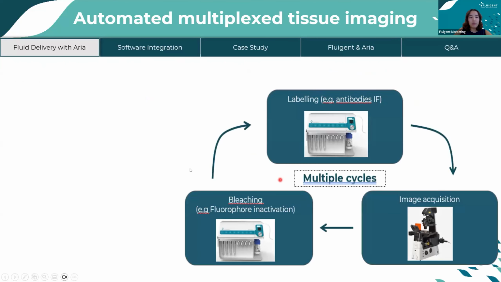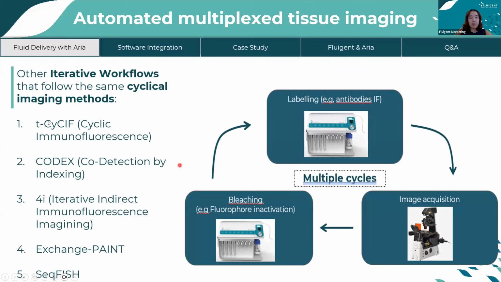Moving forward, it's not only the IBEX protocol that requires an iterative workflow. There are more cyclical imaging methods, so they can benefit from automation. Like here, you would label with a particular marker or antibody, acquire an image, and bleach or remove your sample, and repeat the cycle again, which allows you to have multiplexed tagging with a marker of interest. Some examples are cyclic immunofluorescence, Codex, 4i, Exchange-PAINT, and SeqFISH.